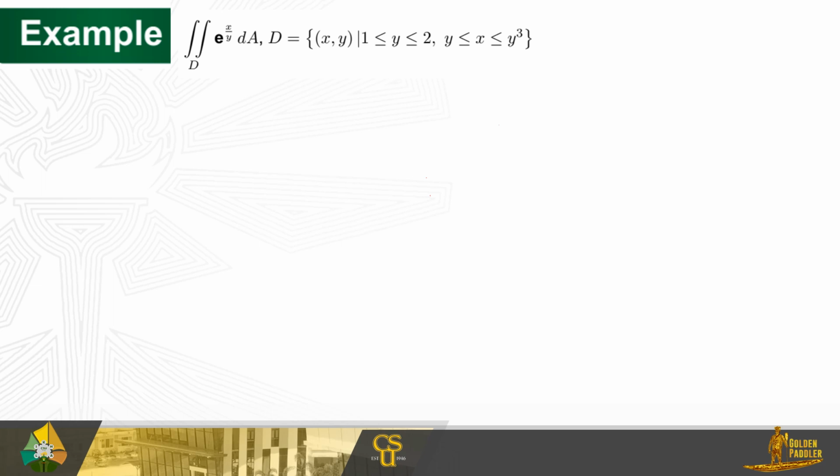So we have the integral from 1 to 2 and the integral from y to y cube of e to the x over y, that is dx dy. Okay? Doon sa book na ginamit natin, ang ginawa niya is iterated integral. Sa akin, gagamit ako ng theorem. So pwede ganito yung gagawin natin.